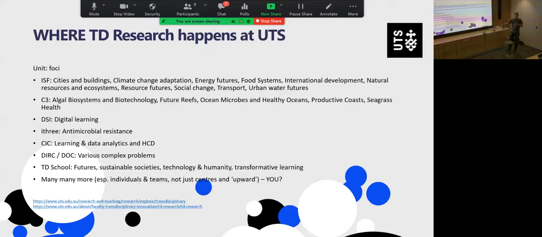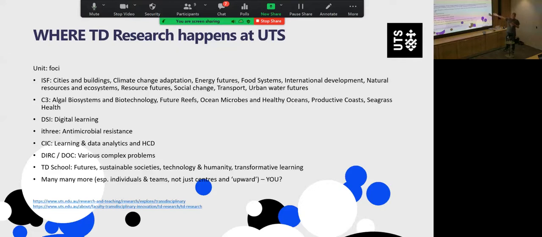It's already happening across UTS. I don't know if you've seen the university's webpage, UTS.edu. You just go to research and Explorer, and there's a separate tile for transdisciplinarity. That research webpage is no longer laid out according to faculty. It's laid out according to societal problems. And within transdisciplinarity, again, more societal problems and complex problems. So a lot of these foci are plucked straight from that page.